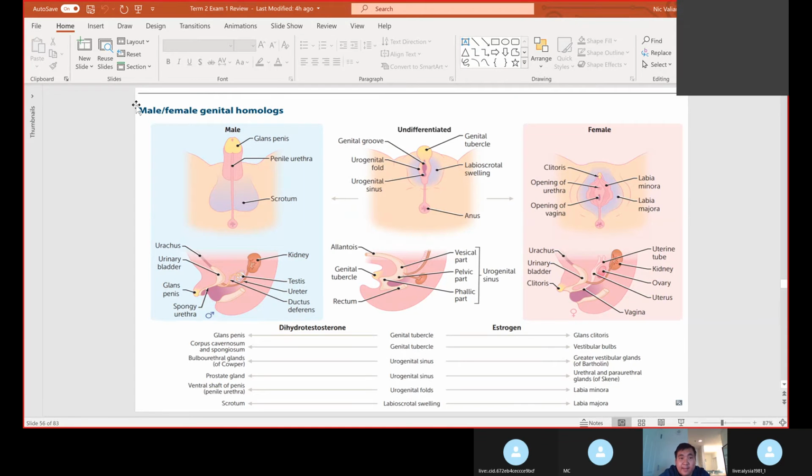High yield: male and female genital homologs. The glans penis is synonymous to the clitoris in the female. Corpus cavernosum and spongiosum are synonymous to the vestibular bulbs. Cowper's gland is synonymous to Bartholin's gland. The prostate is synonymous to Skene's gland. The ventral shaft of the penis is synonymous to the labia minora. And the scrotum is synonymous to the labia majora. Know the homologs and know where they come from. The middle one. Okay?